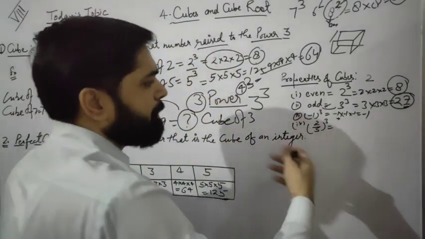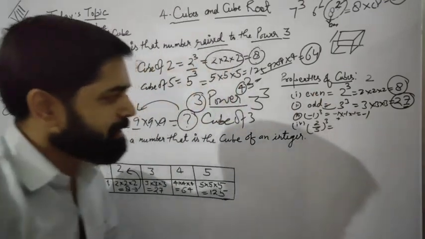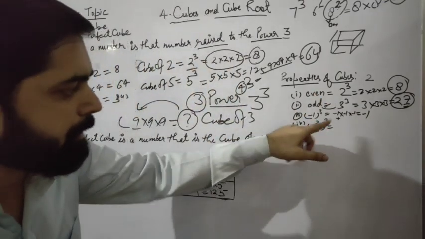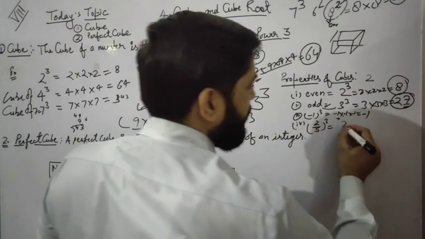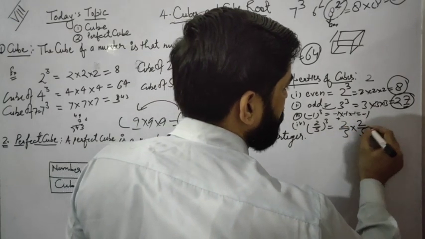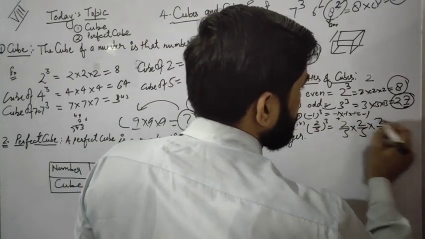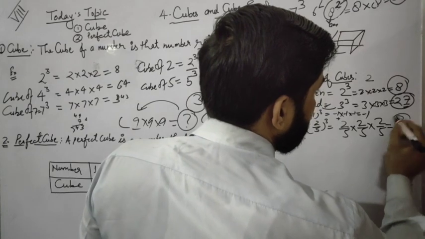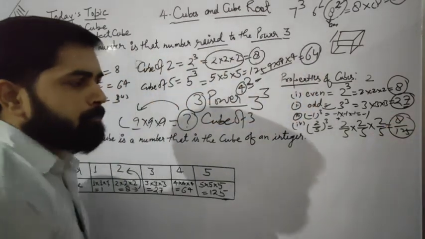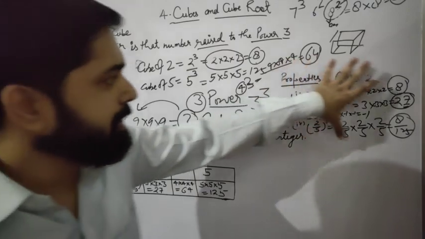And for a fraction, how can we find this number's cube? So what is written here? 2 upon 5 raised to power 3. Simply आप 2 upon 5 को 3 times multiply कर दो. 2 cubed is 8 and 5 cubed is 125. So this is about the properties of cube.